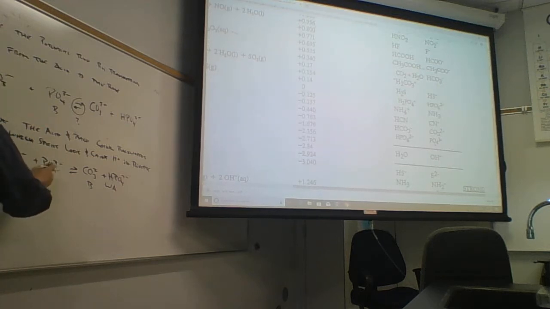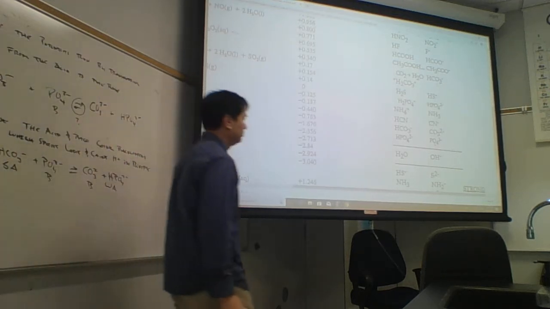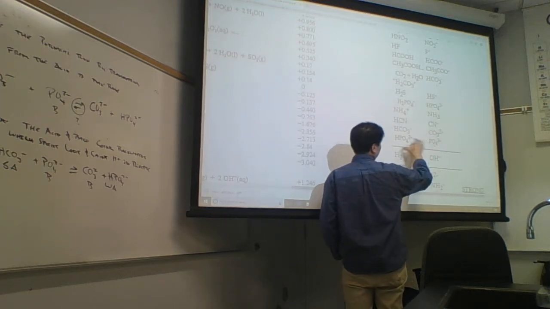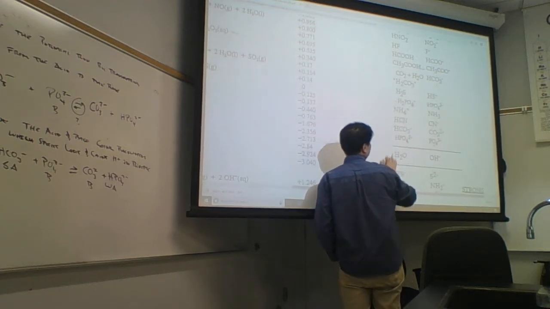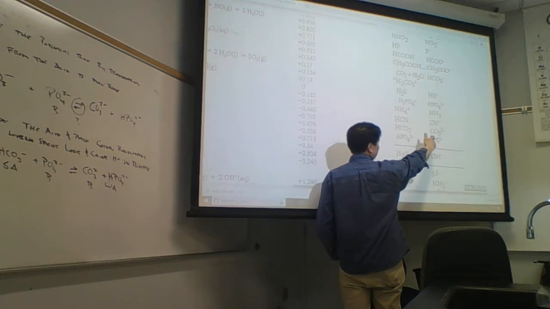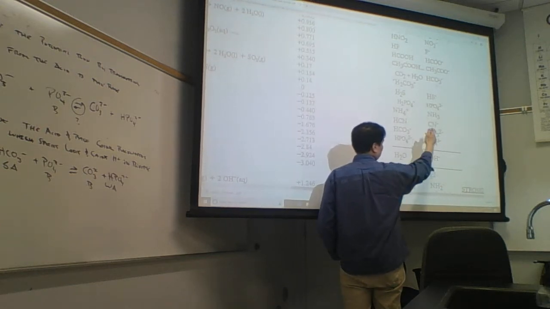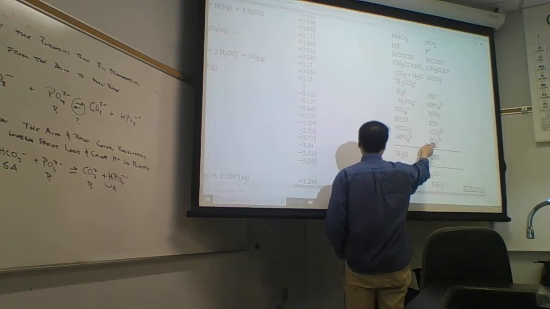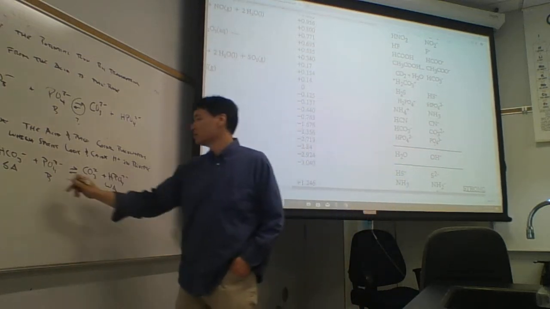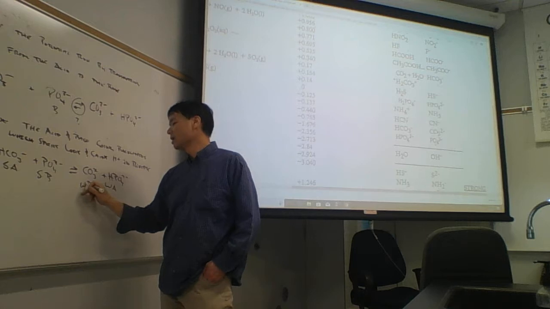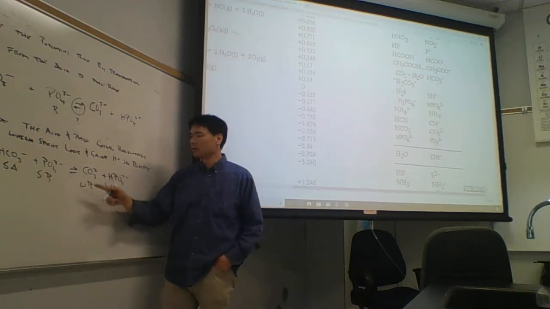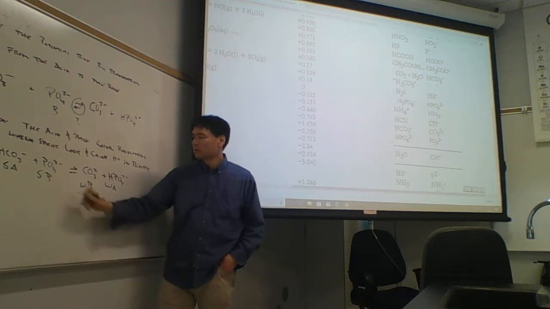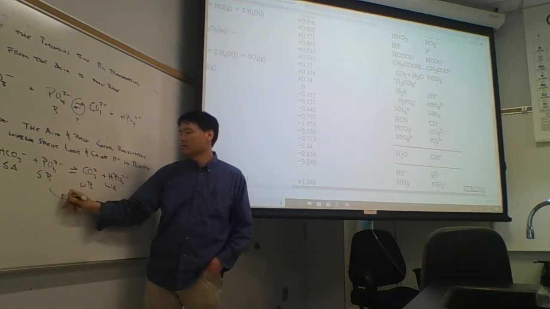Is phosphate or carbonate stronger? Well, remember it's inverted. So the acids increase in strength going up, the bases increase in strength going down. So which one's stronger, phosphate or carbonate? Phosphate. So this is stronger, this is weaker. It has to be strong, strong to weak, weak, or weak, weak to strong, strong. It's just the way it works. And so this is what we call a driving force.